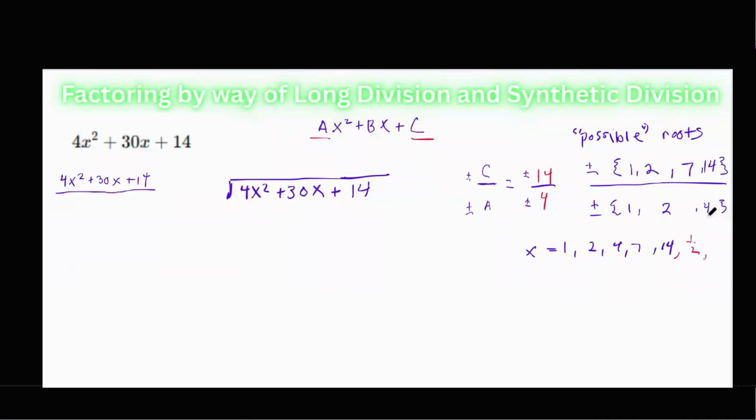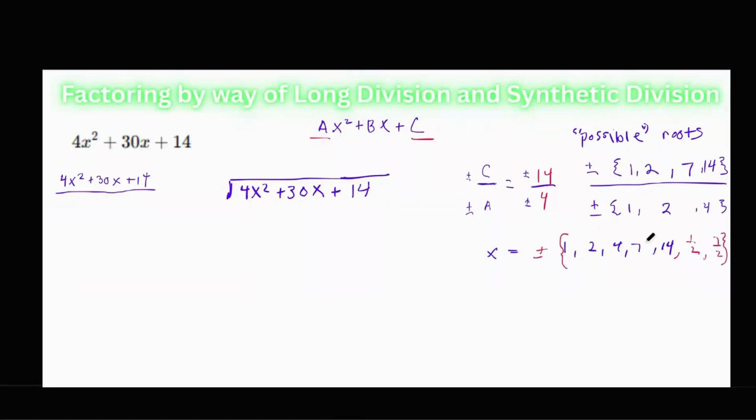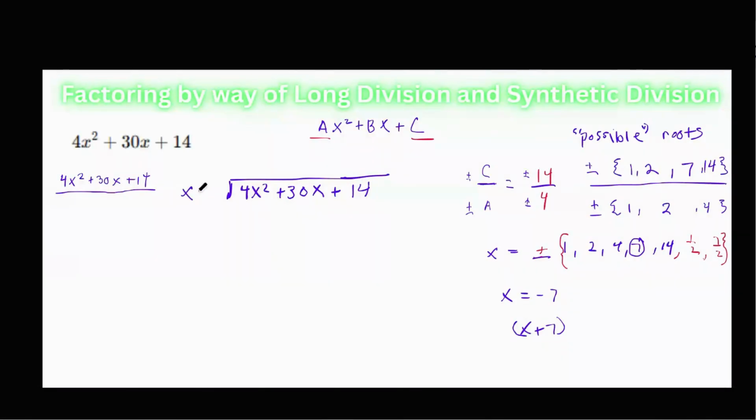And we're also going to have, what was the other one? 7 over 2. If I guess, let's say a 7. Let's say a -7, right? So that means you write x equals -7. If you want to do long division, you need to put it in factor form, right? Or binomial form, respectively. So we're going to put x plus 7, and we're going to start our long division.